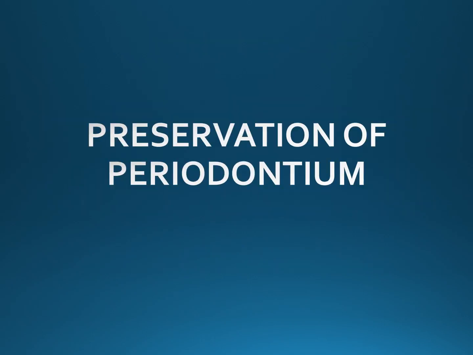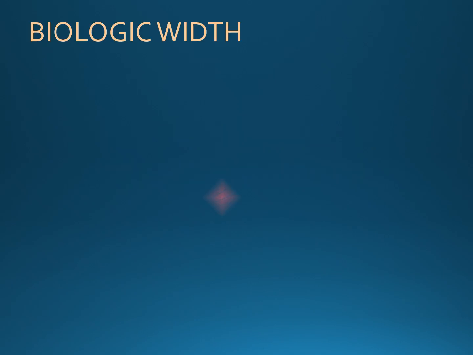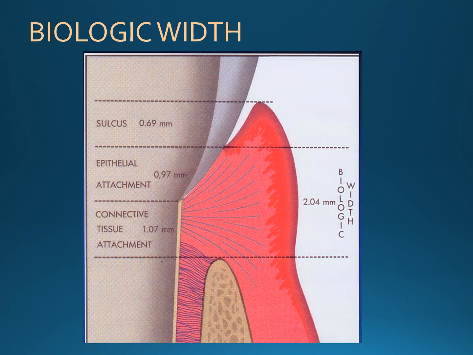The last principle is the preservation of periodontium. Preservation of periodontium refers to the preservation of the biological width. The biological width refers to the attachment of the connective tissue plus the epithelial attachment, which is roughly 2.04 mm. This biological width should not be encroached upon by the restoration. When we place the margin of the restoration, we have to ensure that the margin does not disturb this attachment apparatus.